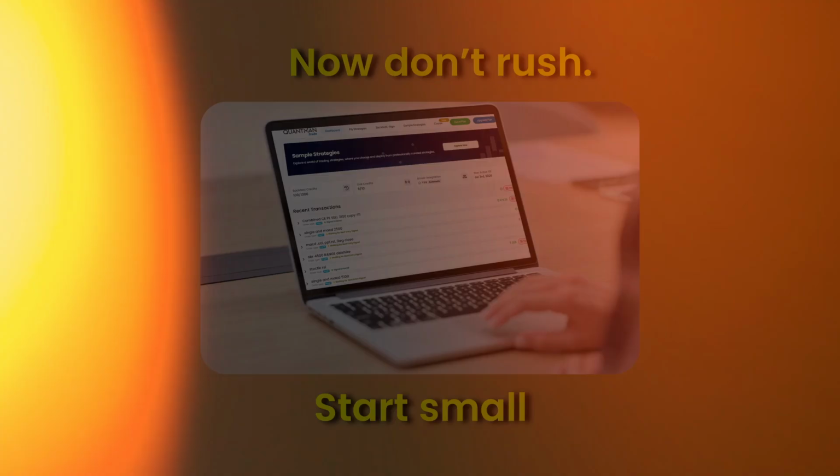If you followed this full series, you already understand more than most beginners. Now don't rush. Start small. Follow process. Because real trading is not about excitement. It is about control. That is the difference between a random trader and a real option trader.